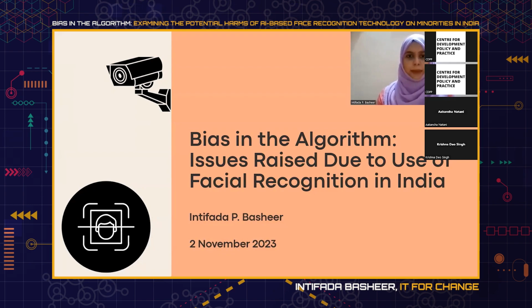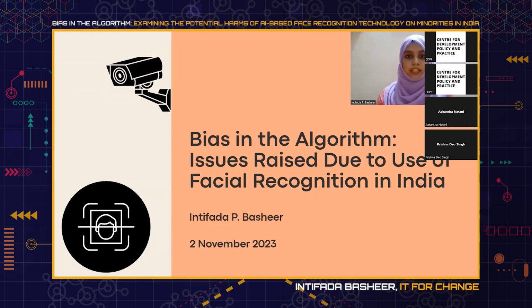I'll be presenting my paper titled Bias in the Algorithm: Issues Raised Due to Use of Facial Recognition in India. My paper analyzes how various commercial facial recognition tools, or FRT, have time and again displayed gender and racial bias and how this bias plays out when being used on Indian faces.